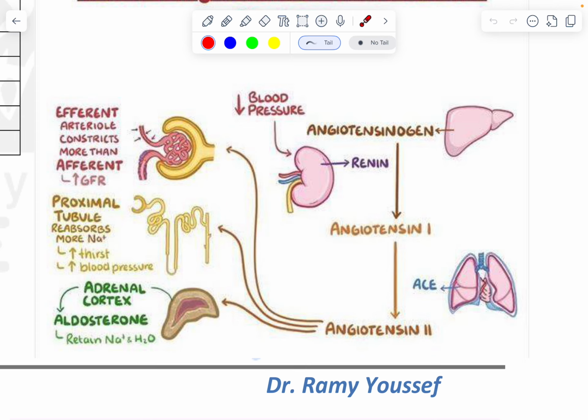So renin is secreted in the kidney, which acts on angiotensinogen. In the liver, angiotensinogen is converted to angiotensin 1, and 1 is converted to 2 in lungs by angiotensin converting enzyme. Angiotensin 2 acts on the efferent arterioles. Afferent is the one going inside, and efferent is the one going out. So afferent is vasodilatation and efferent is vasoconstriction to increase GFR. Then angiotensin 2 acts on the proximal convoluted tubule to reabsorb more sodium, and it acts on the adrenal to release more aldosterone that causes retention of sodium and water.